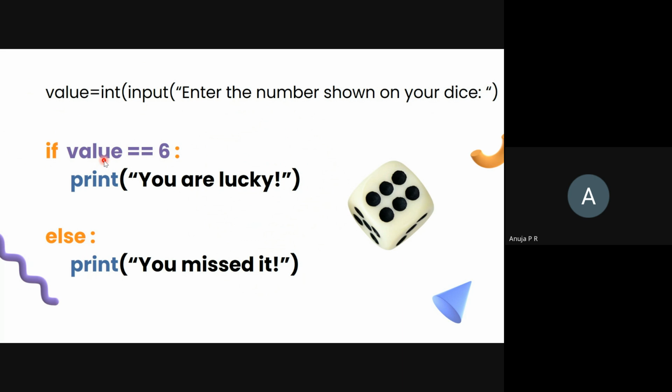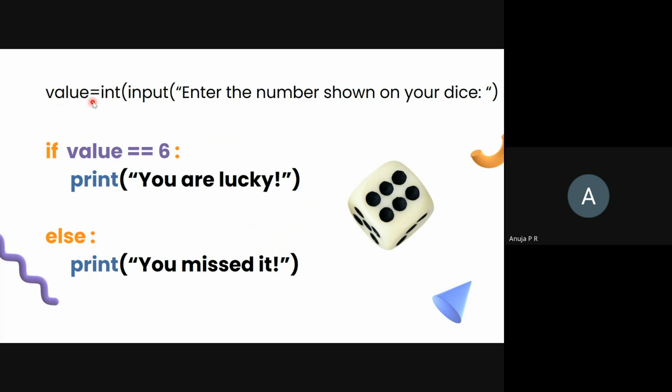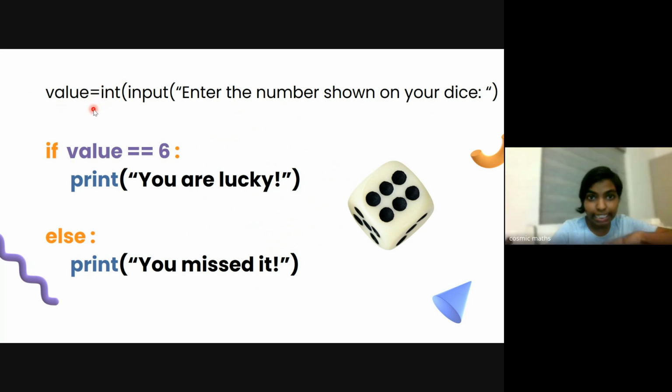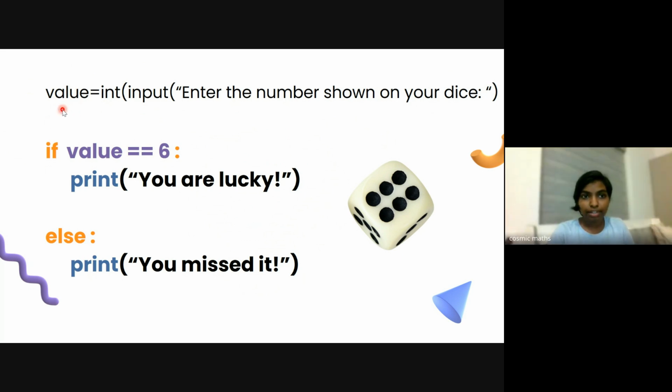See, when we say value equals int of input, when there was a single equal to, that was an assignment operator. We are assigning the value of the string, whatever we are entering, into the variable value. Now clear? So a single equal to was assignment operator.